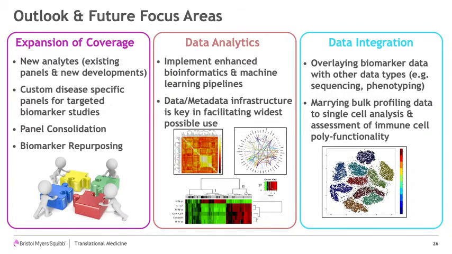This is also key in facilitating enhanced bioinformatics methods for data analyses, as well as efforts to implement machine learning, particularly for generating disease predictive biomarker signatures. The heart failure biomarker study I showed you is a prime example of why these methods are of value. Biomarker data also becomes much more informative when it can be overlaid with other data types generated from the same sample, such as sequencing or phenotyping, for example.